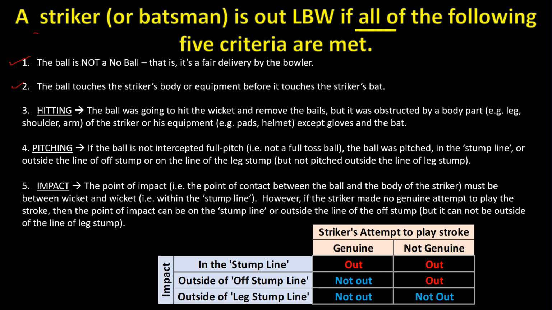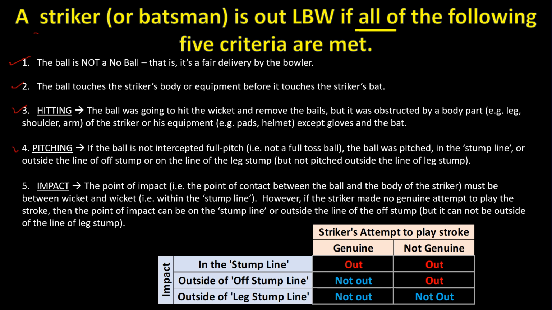Condition number 2 is that the ball touches the striker's body or equipment before it touches the striker's bat. Third is the hitting condition. The ball was going to hit the wicket and remove the bails, but it was obstructed by a body part of the striker or his equipment except the gloves and the bat. So in other words, if the ball had gone unobstructed by the batsman, then it would have gone straight to hit the wickets and remove the bails.